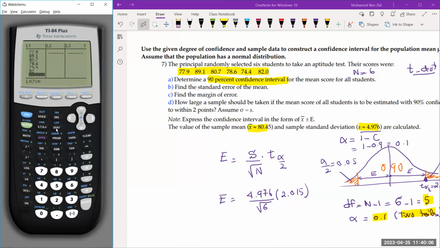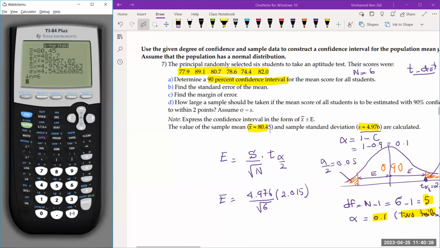I'm going to go to Stat again. I'm going to calculate right now. 1-Var. Yeah, and make sure the list is L1, right? So I'm going to do second and 1, that's L1. No frequency, and calculate. Okay, so the X bar, as you see it here, is 80.45.